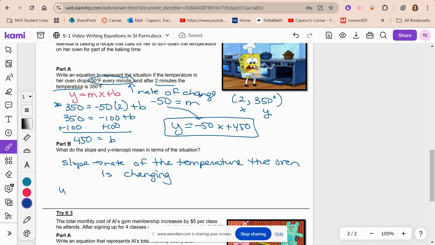Okay, now my y-intercept, I like to think even in terms of a word problem. The y-intercept is where you're starting. Like if you were to graph, where do you start? You start with the y-intercept. So this 450 is really 450 degrees. That's the starting temperature, right? And that's where it started. The starting temperature of the oven.